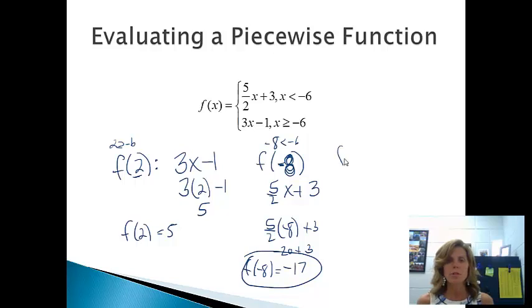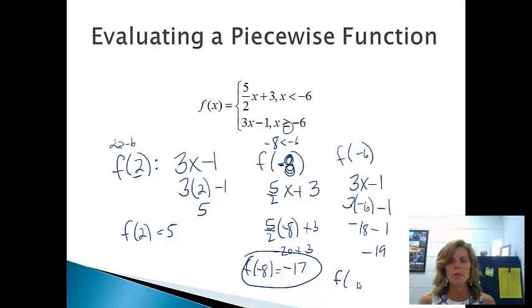And I'm going to do one more. If I do f of -6, we have to decide which one of those am I going to plug it into. And I notice the second piece, that has the equal. So when -6 equals -6, that's the function we're going to plug it into. So we're going to take 3x minus 1. I can go ahead and plug -6 in, and then we will get -19. So we would know that f of -6 is equal to -19.